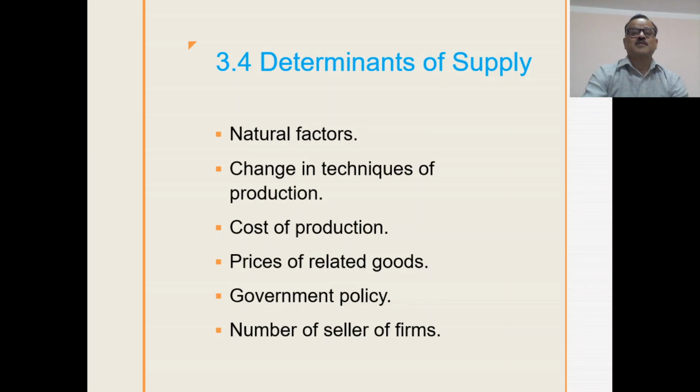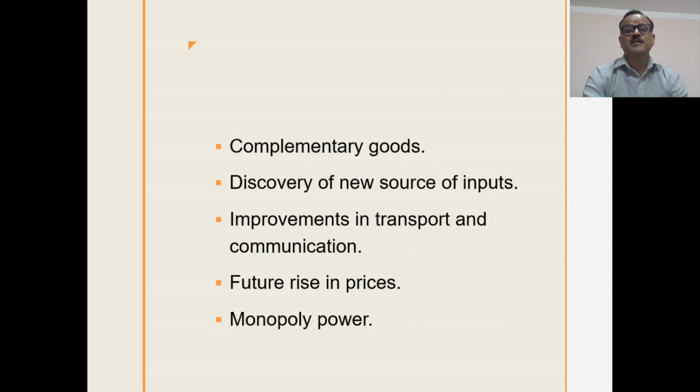Determinants of the supply. There are various determinants of the supply like natural factors, change in techniques of production, cost of production, prices of related goods, government policy, number of sellers or firms, complementary goods, discovery of new sources of inputs, improvement in transport and communication, future rise in prices, and monopoly power. So these are the various determinants that affect the supply.